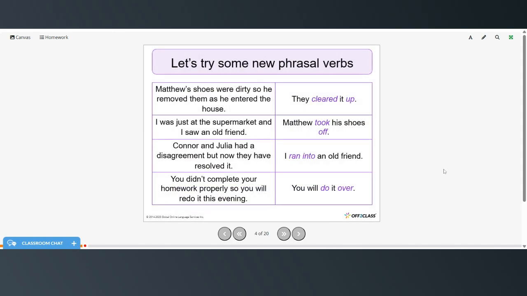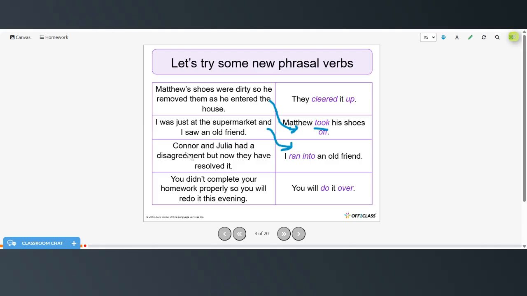So let's try some new phrasal verbs. Matthew's shoes are dirty, so he removed them as he entered the house. Well, the meaning of that is Matthew took his shoes off. I was just at the supermarket and I saw an old friend. That would be I ran into an old friend.